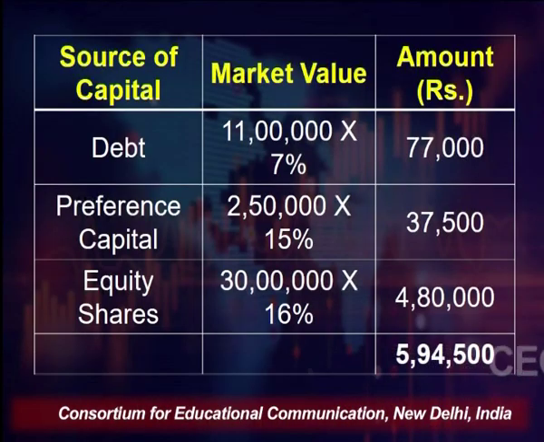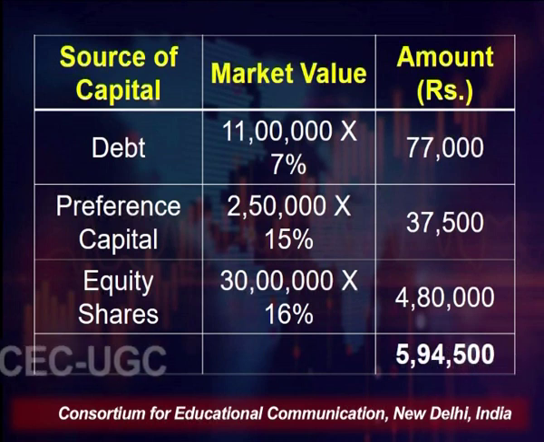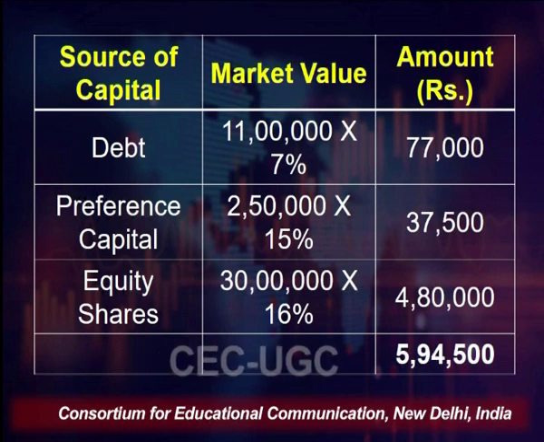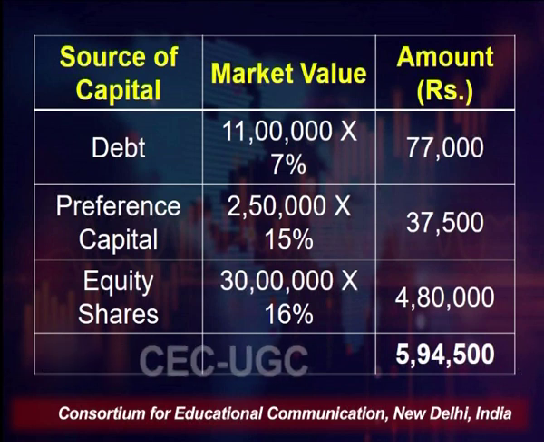But when we are using the same thing for market value, okay, we will use market value, that is 11 lakh multiplied by 7% for debt. So, the amount of interest that we need to pay is 77,000. For preference capital we have 2 lakh 50,000 multiplied by 15%, that is 37,500. For equity shares we have 30 lakh multiplied by 16%, that is 4 lakh 80,000. So, the overall cost of capital here is 5 lakh 94,500.